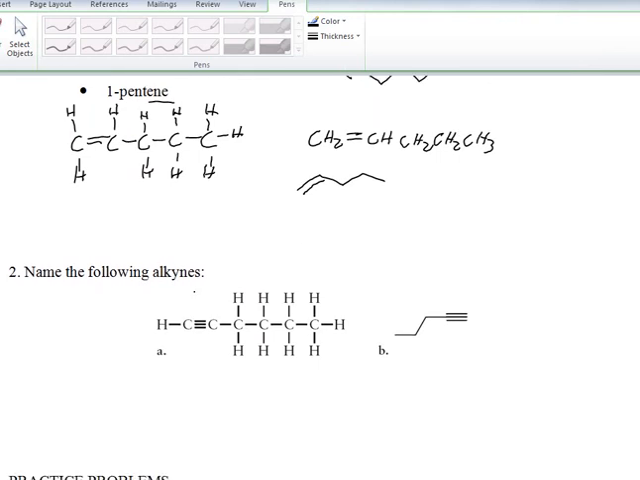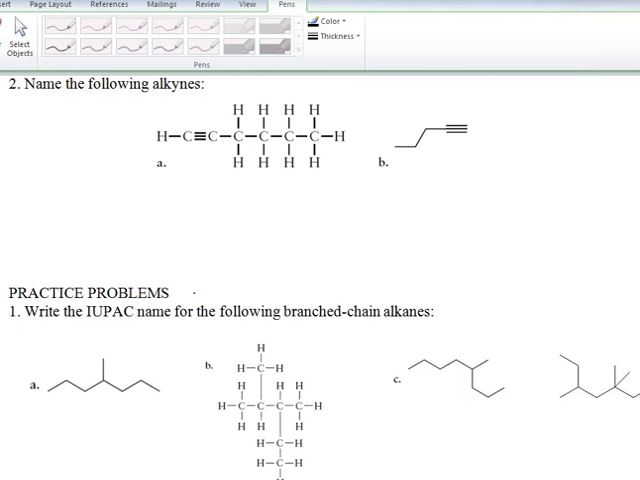And part 2, name the following alkynes. First we start by defining the root. So 1, 2, 3, 4, 5, 6. 6 carbons is hexane. It's an alkyne, so we call it hexyne.